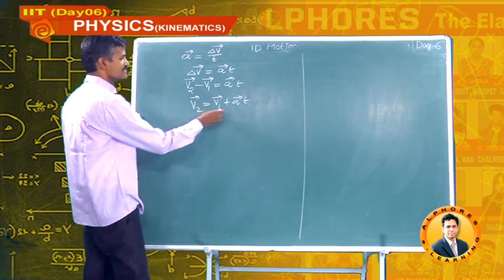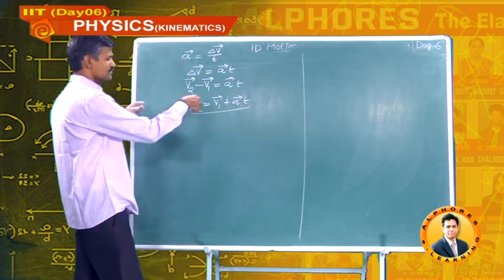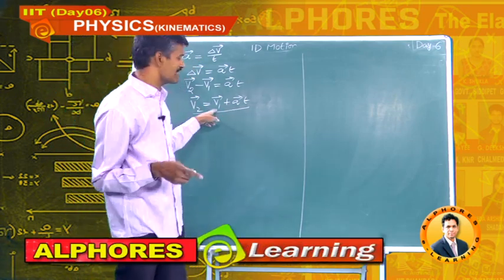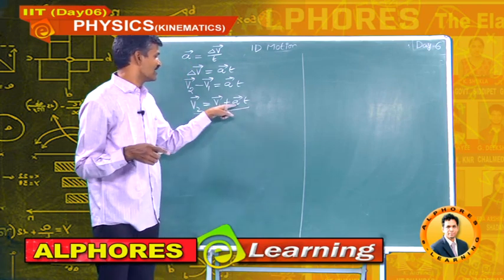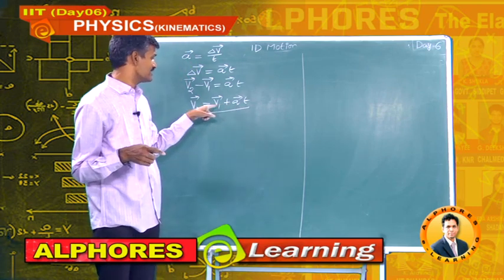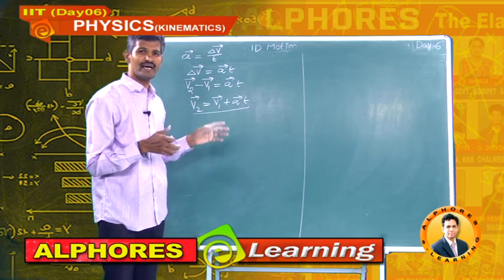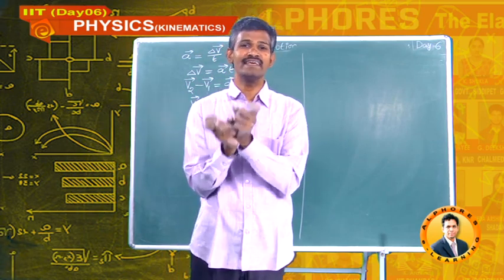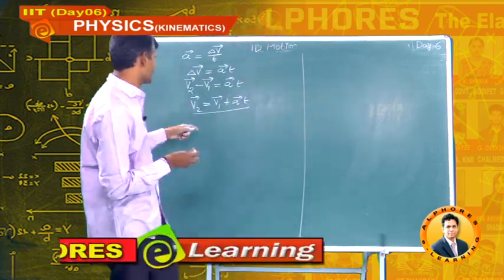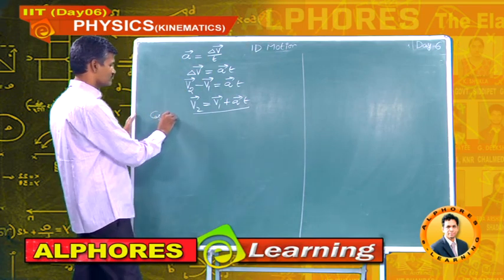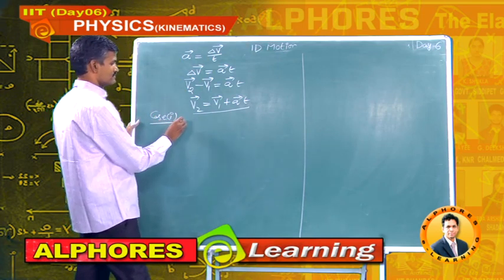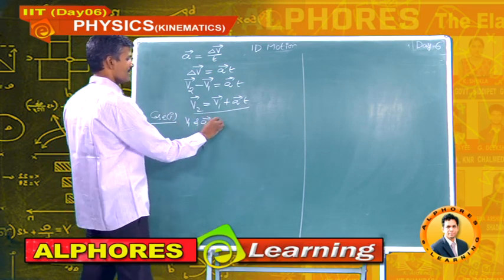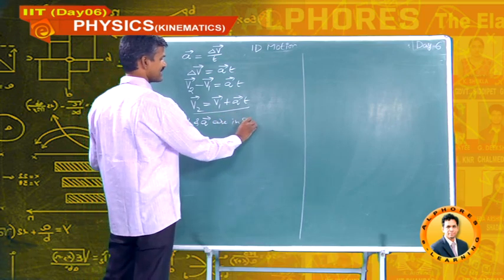So based on this, you may draw velocity time graphs. To draw the velocity time graphs, we must know the directions of a bar and v1 bar. So here I can draw 6 different graphs depending on directions of v1 and a. Our first graph is case 1: v1 and a bar are in the same direction.